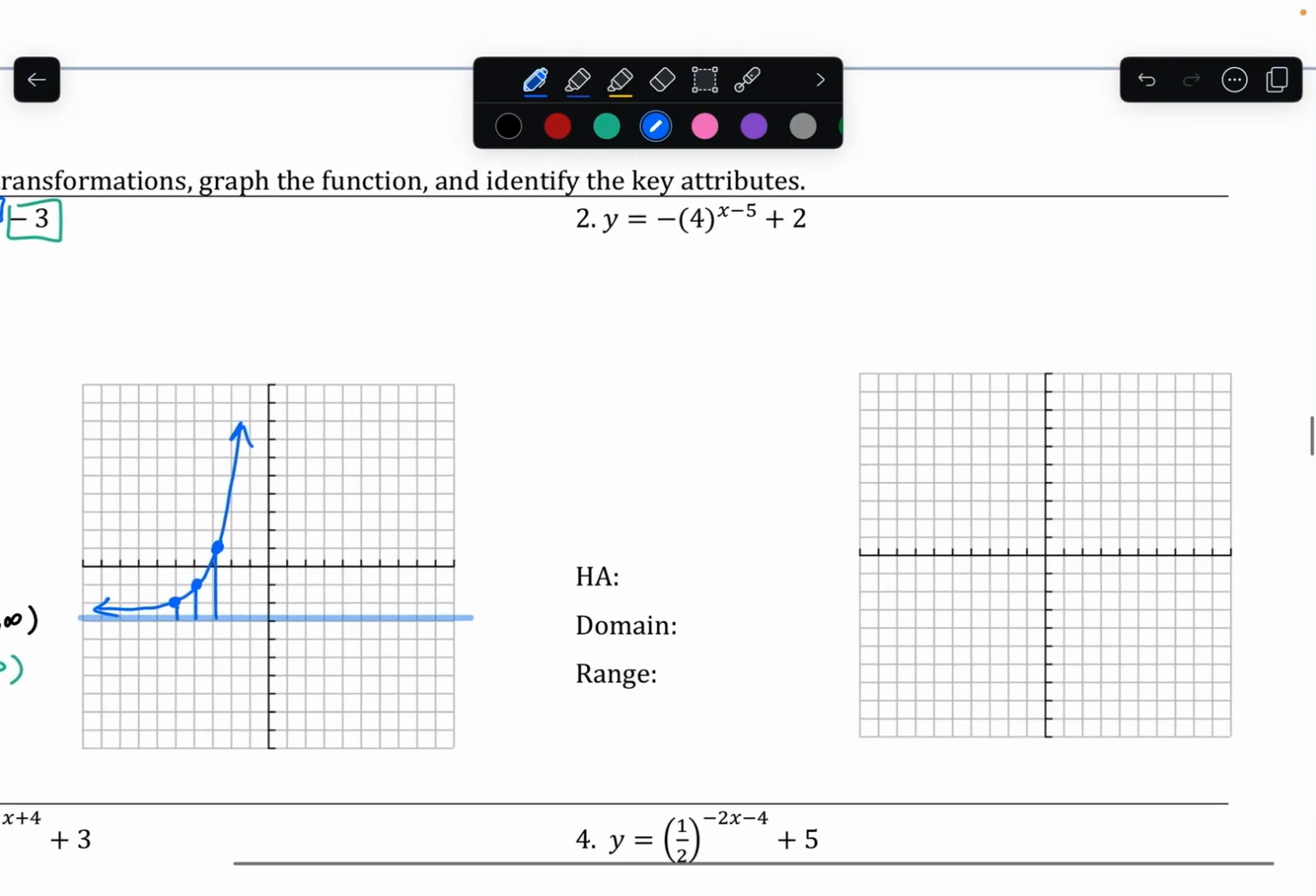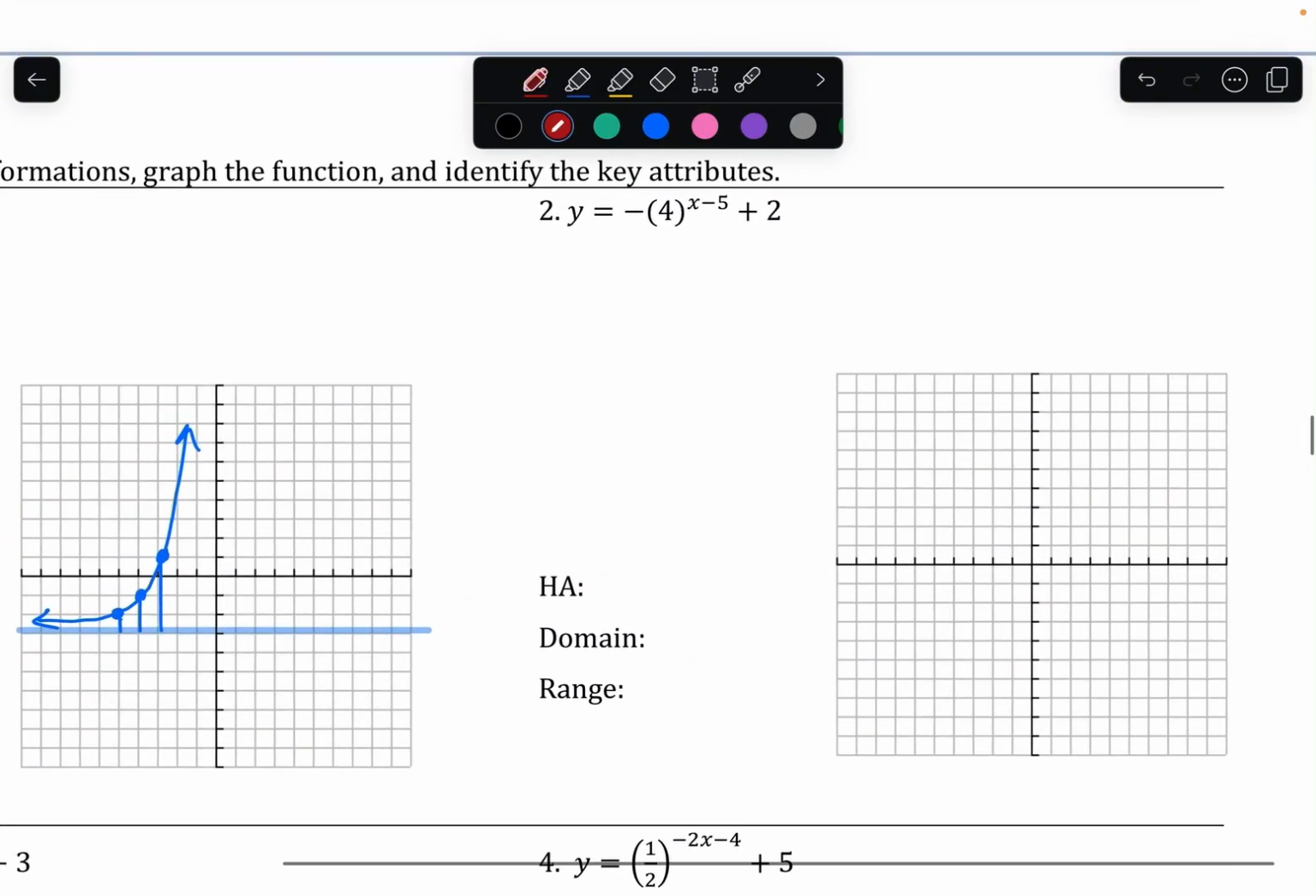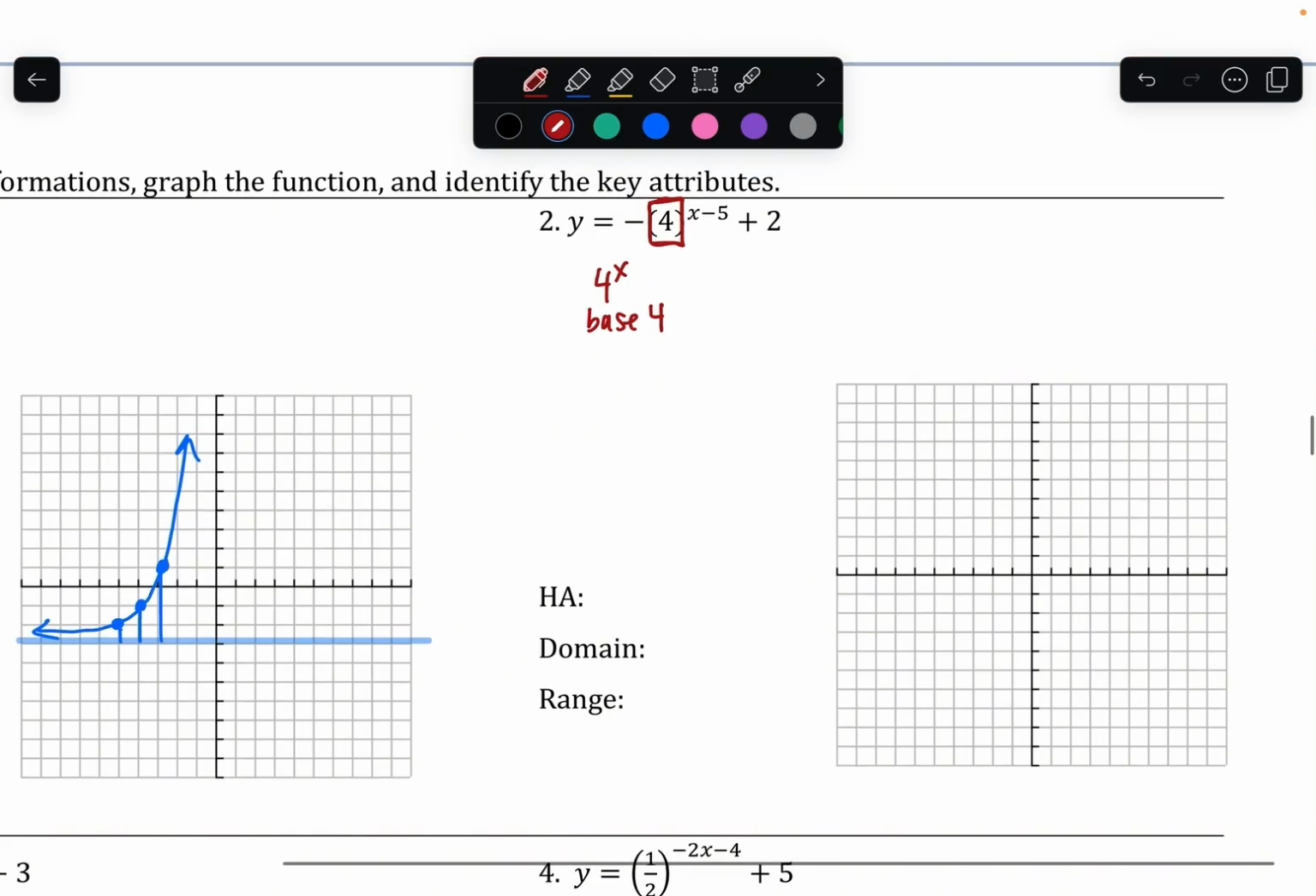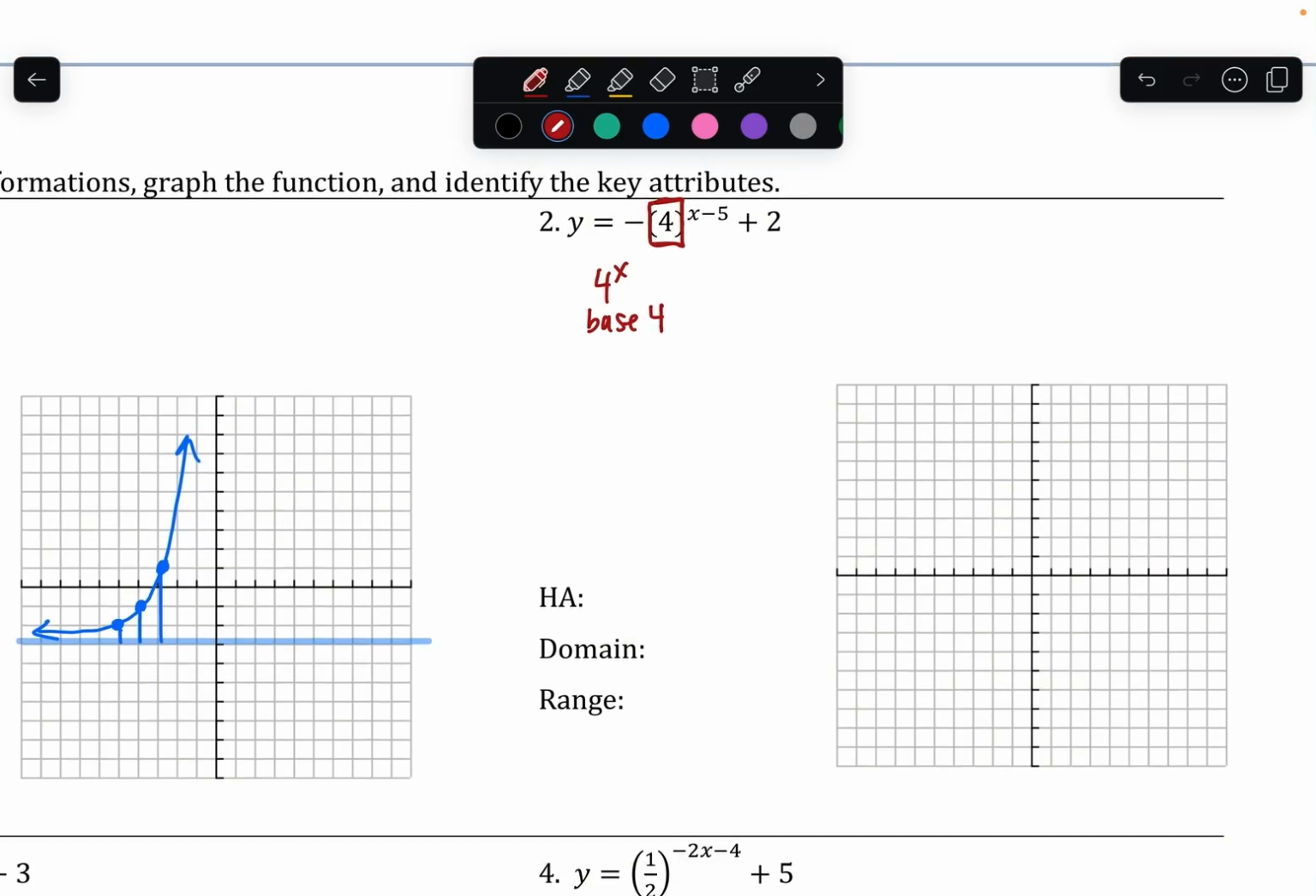Okay, for this next one, first identify what the parent function is. A lot of people mistake that 4 as a vertical stretch or one of your transformations. That is not a transformation, that's your parent. And so we are working with 4 to the x, which means we are base 4. That's going to affect our points and our distance from the asymptote.